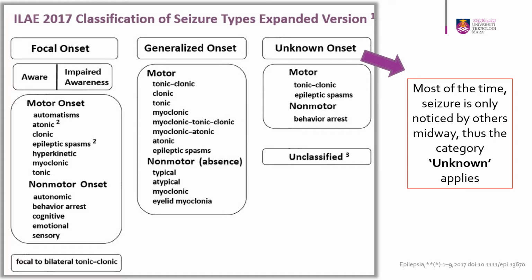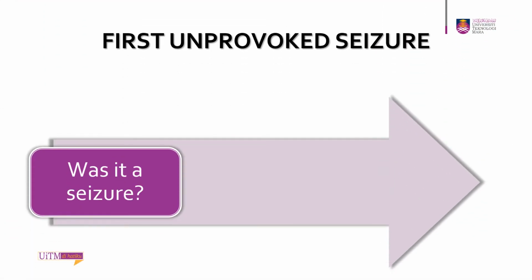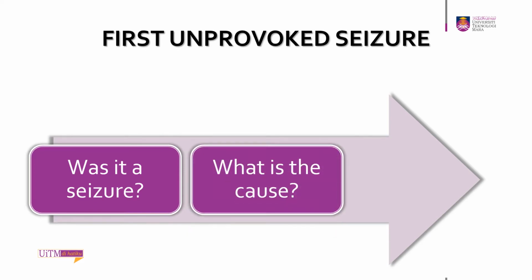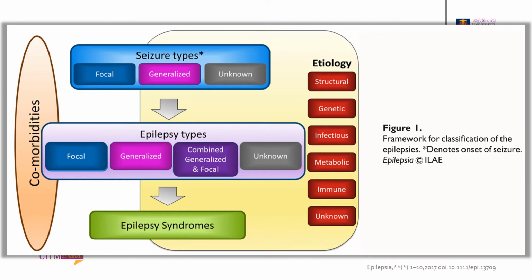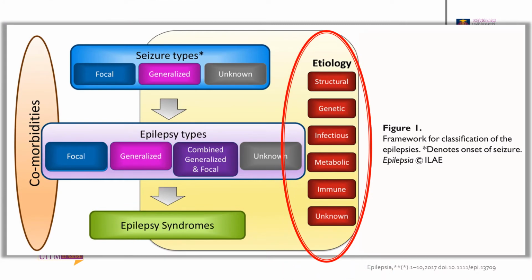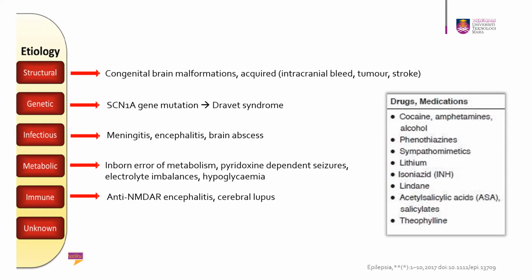Most of the time, seizure is only noticed by others midway, thus the category unknown applies. Now that we have established the seizure type, we need to find out the cause. Referring back to the framework, the etiology can be divided into 6 categories. The categories are structural, genetic, infectious, metabolic, immune as well as unknown. In each category, further examples can be found. For example, patients with Dravet syndrome are categorized under genetic due to the SCN1A mutation.